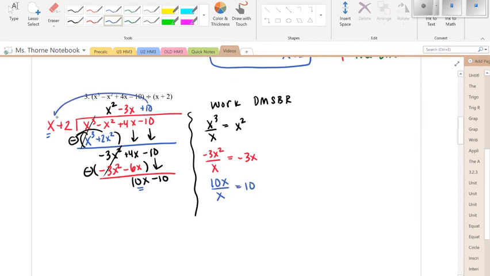M stands for multiply, so 10 times x is 10x. 10 times 2 gives me 20, and it's positive. And then we're going to subtract. So 10x minus 10x cancels out, which we did on purpose. And then negative 10 minus, because you're distributing that negative, so negative 10 minus 20 would be negative 30. And that is our remainder because there's no other spots to go.